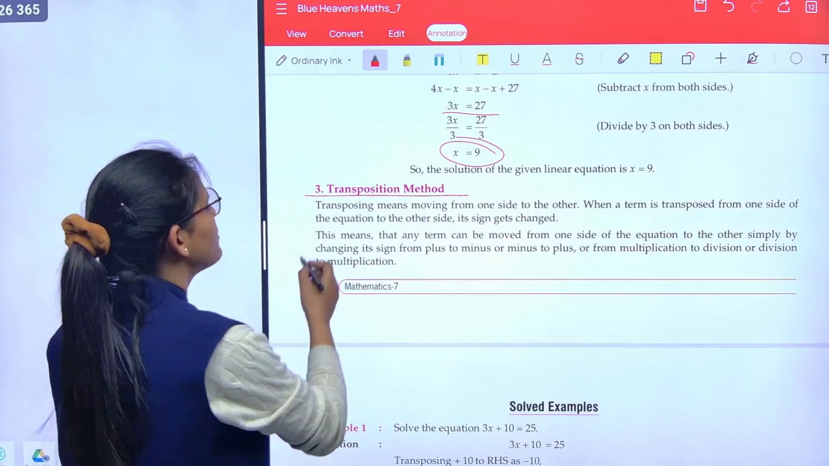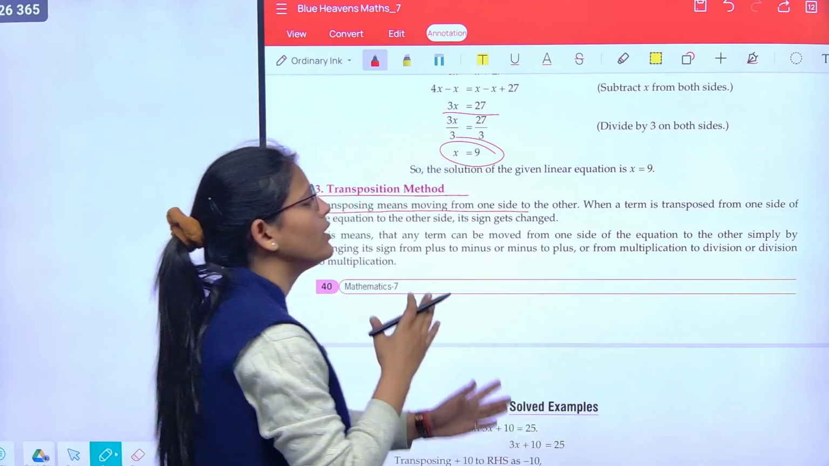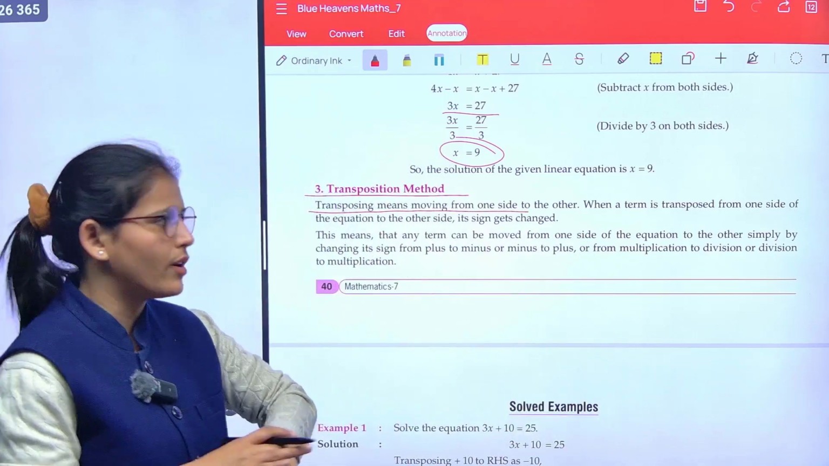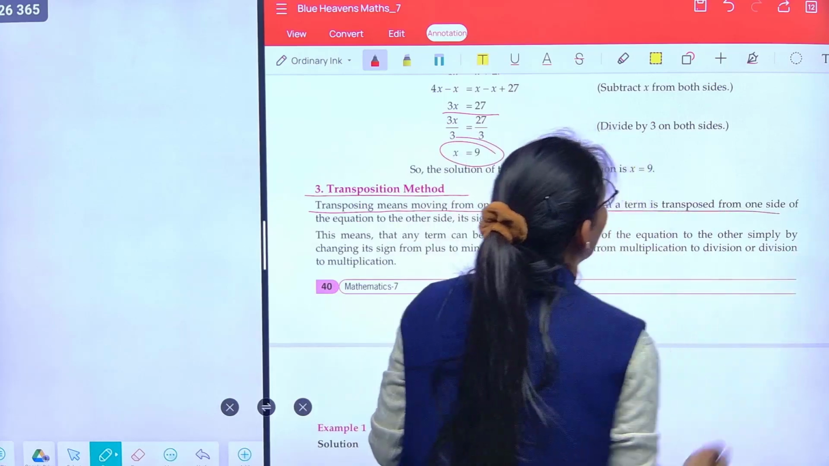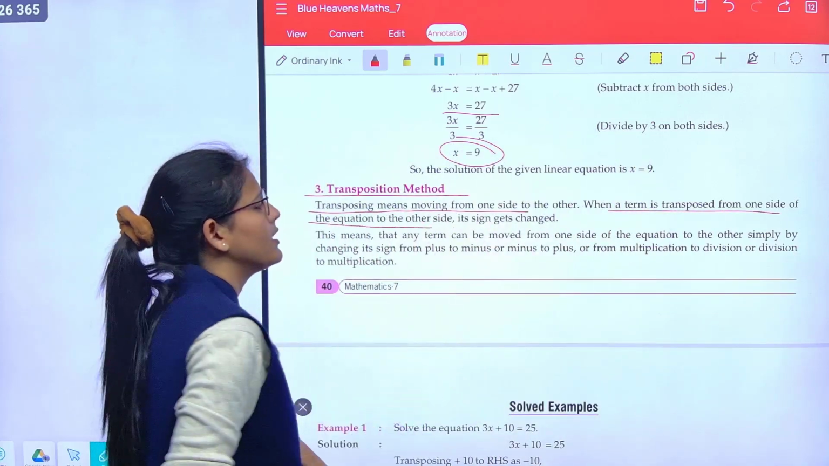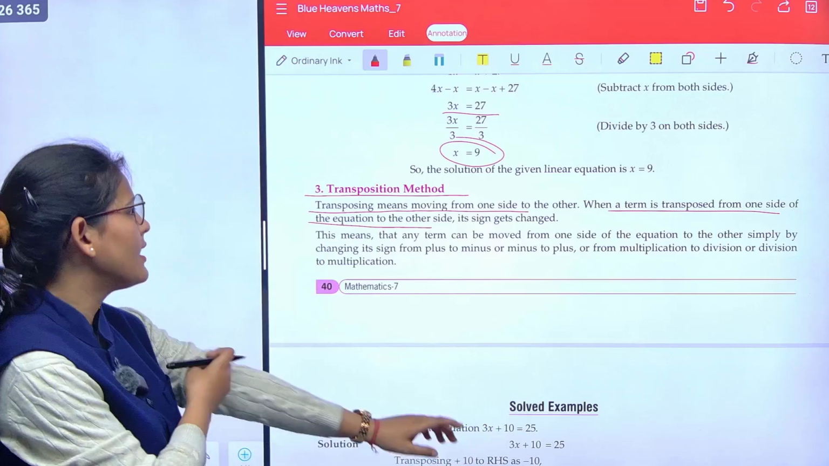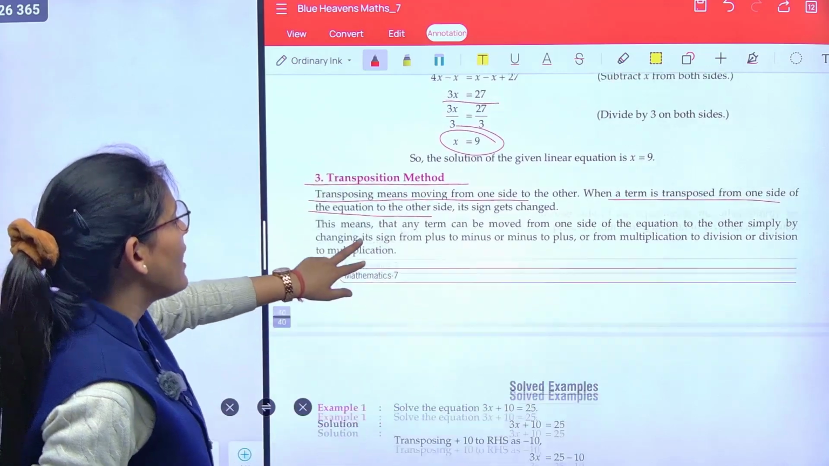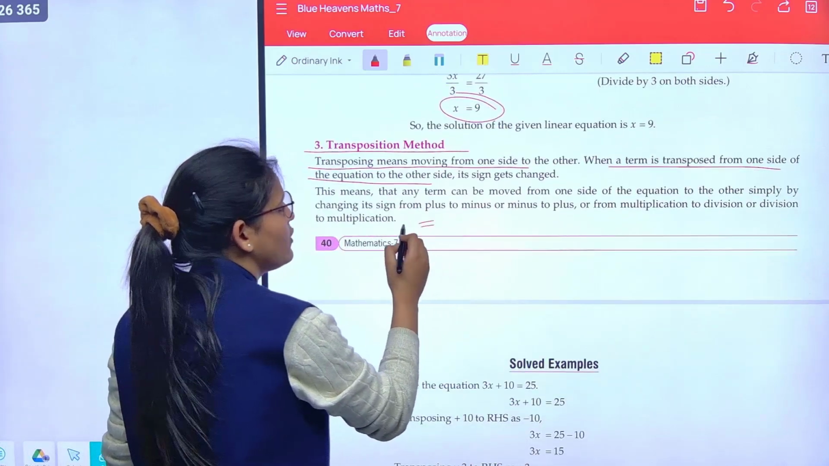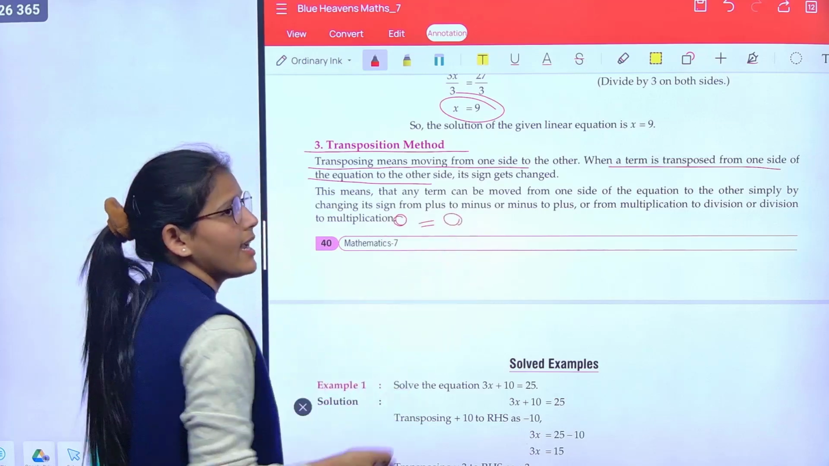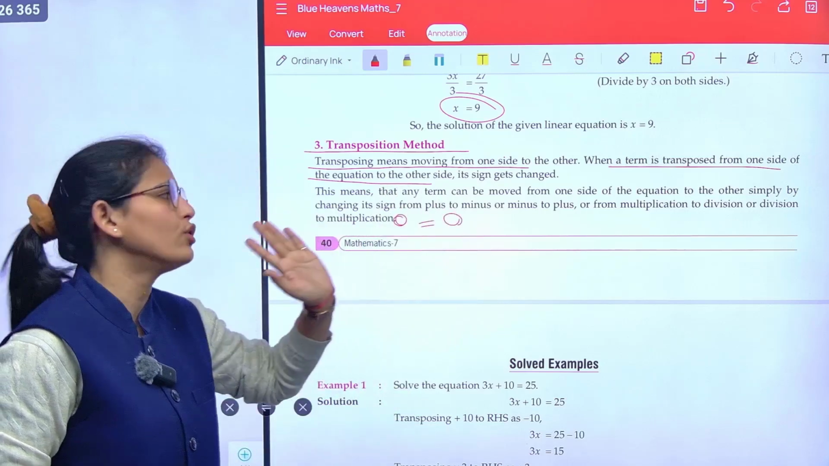Transposition method. Transposition means moving from one side to the other side. एक साइड से दूसरी साइड को कर देंगे हम क्लास. When a term is transferred from one side of the equation to the other side, its sign gets changed. क्लास, जब भी मैं यहाँ पर इक्वल टू के कोई डिजिट यहाँ से यहाँ लेके आऊंगी तो क्लास साइन चेंज होगा. अगर वो प्लस होगी तो माइनस हो जाएगी, माइनस होगी तो प्लस हो जाएगी.